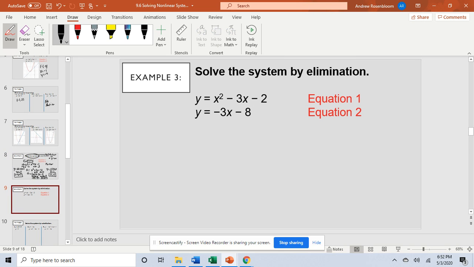Now we also have another technique, which is elimination. Remember, with elimination, you want to eliminate one of the variables. If I take a look at both of these, I can just subtract these two equations, and the y's are going to cancel out. What I'm left with is x squared minus nothing, which is x squared. -3 minus a -3 cancels out as well. And then -2 minus 8 is going to be a +6.